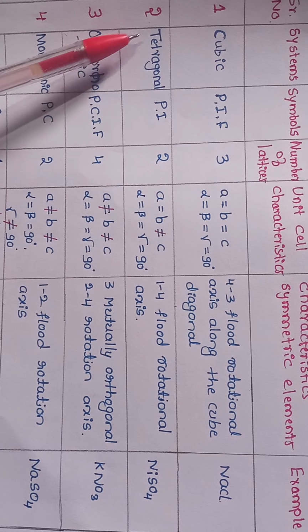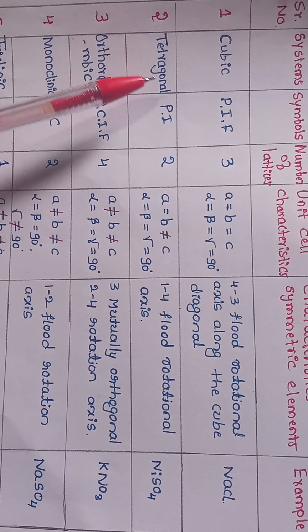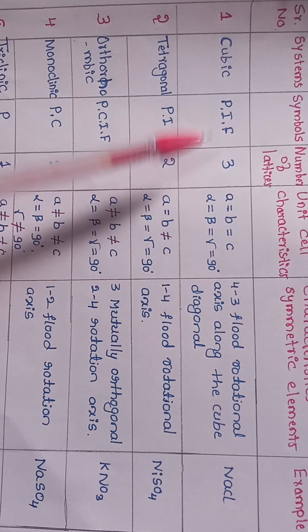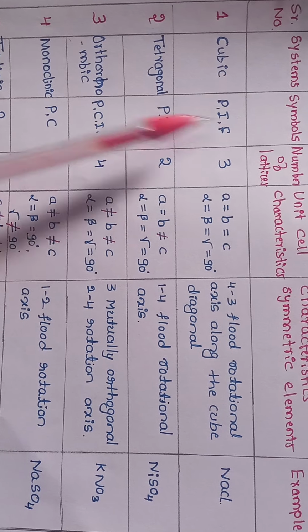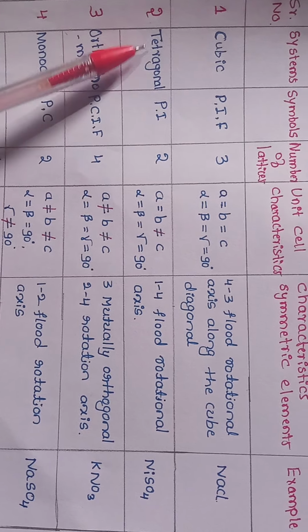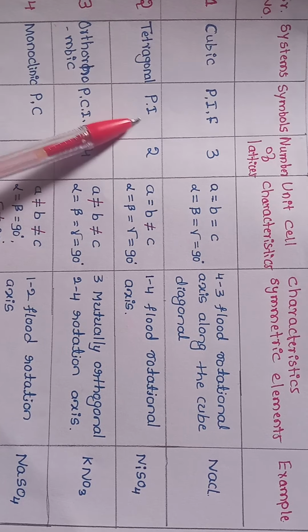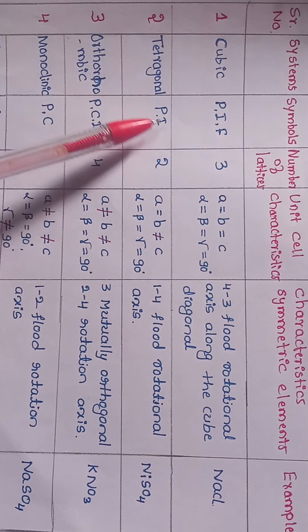And the second system is tetragonal. Okay, in tetragonal you have to know that among the 14 lattices there are two types. The first one is tetragonal P and then tetragonal I. Therefore the symbols are P and I.